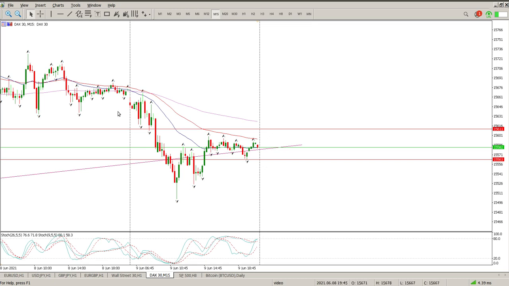I'm still sitting on my hands. I'm not really interested in anything at the moment. The only thing I'll be doing is looking at the British pound pairs, but just a quick scalp on the London breakout strategy with them.